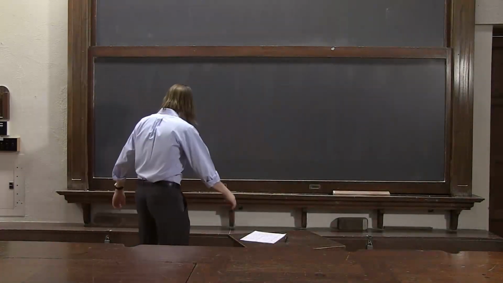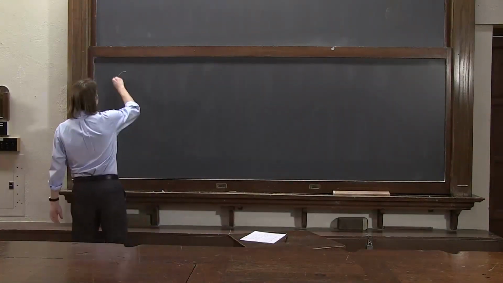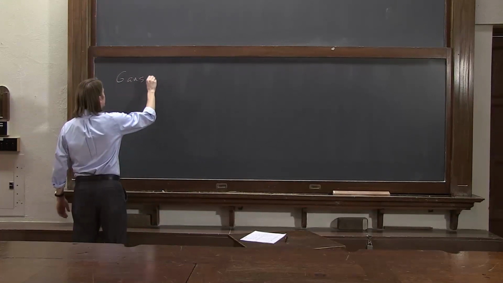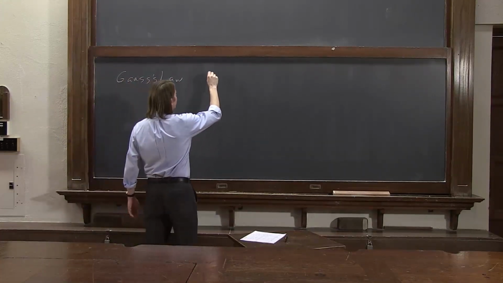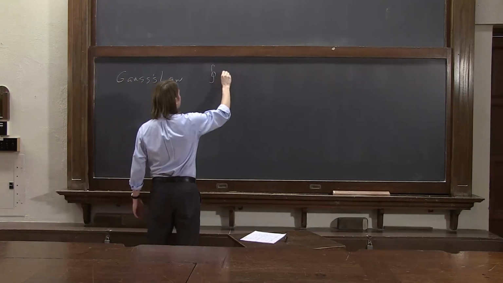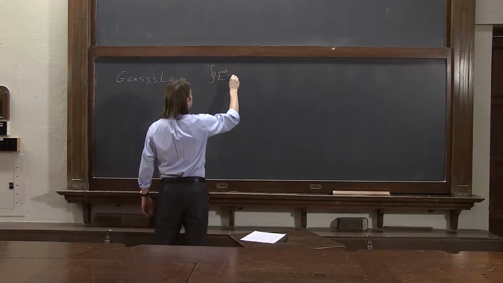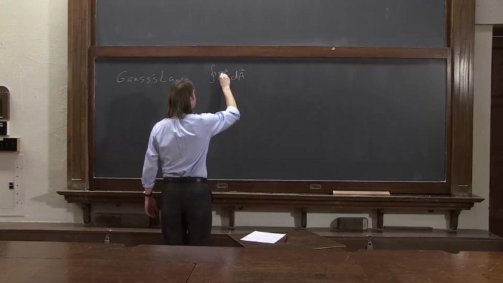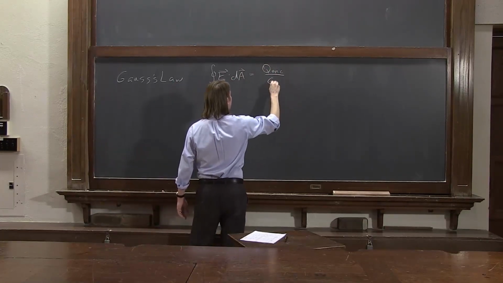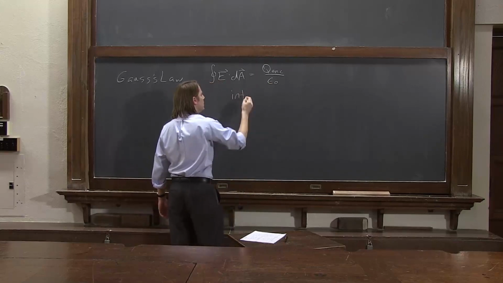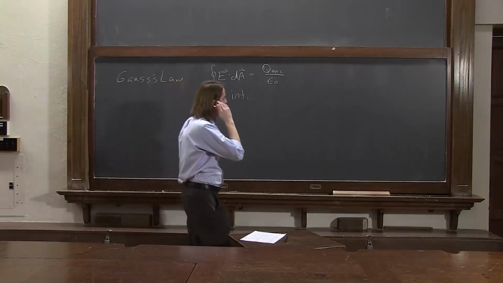We've done it. We now have one of Maxwell's equations in both forms. We have Gauss's law in both the integral form, the integral of E dot dA is Q enclosed over epsilon naught. This is the integral form that perhaps you're used to.